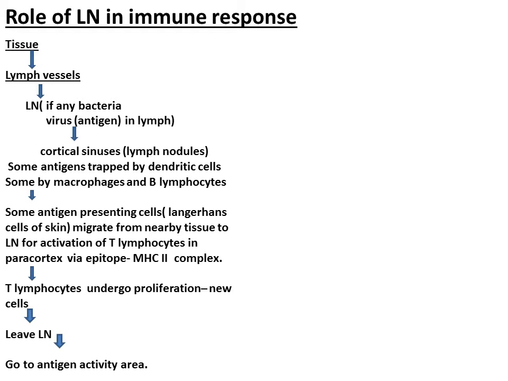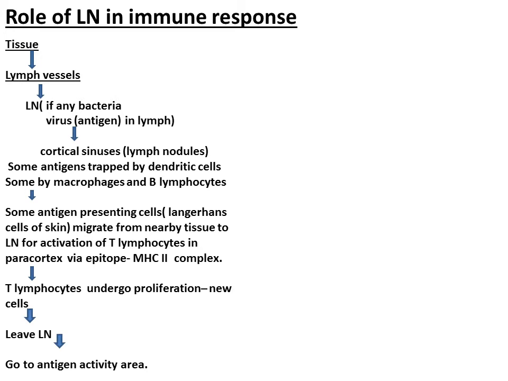Activation of the T lymphocytes. Where do the T lymphocytes get activated? In the paracortex, via the epitope of the MHC2 complex. What is an epitope? Epitope is the part of an antigen molecule to which an antibody attaches itself. That is, this is the part of the antigen molecule where the antibody attaches itself.